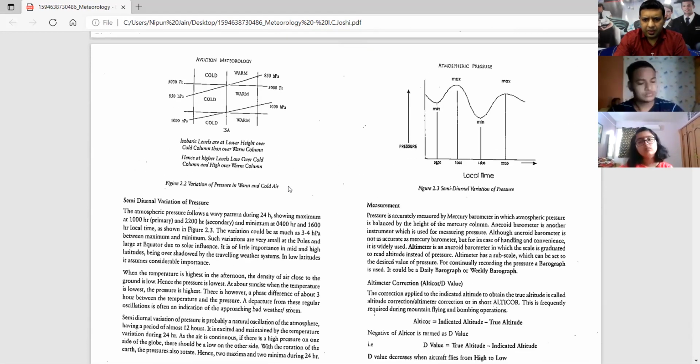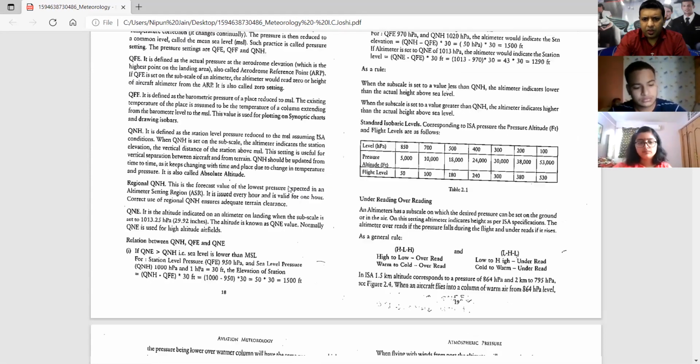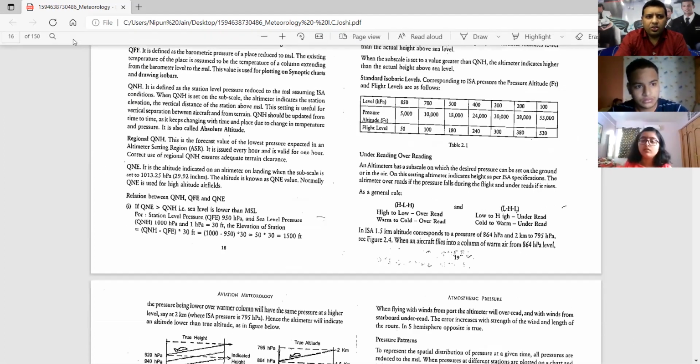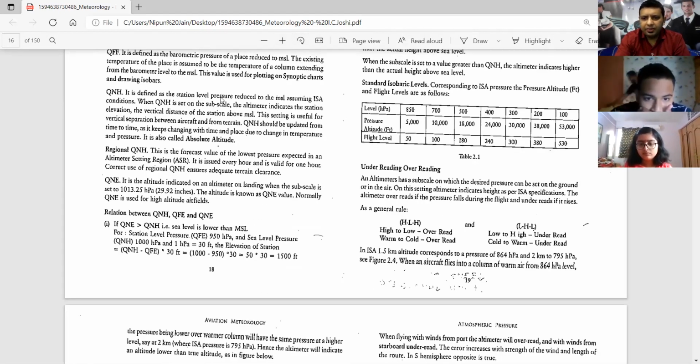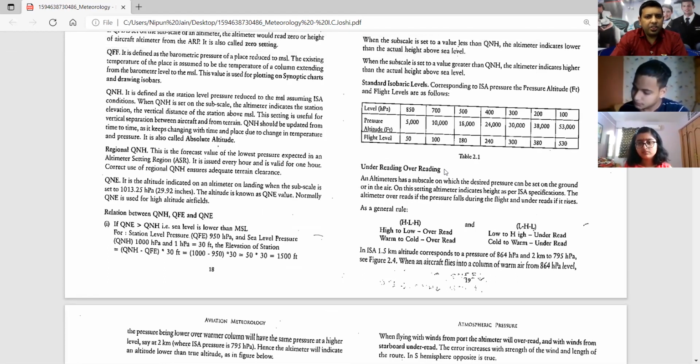All right. So this is the chart that we looked at yesterday. Are you guys able to see the screen which I'm sharing? All right. So you have to learn this table. This is a similar table which I sent you on your WhatsApp too. Pressure at 5,000 feet, 850 hectopascals. 10,000 feet, 700. This will vary on a day-to-day basis, but this is a standard as per ISA, International Standard Atmosphere.